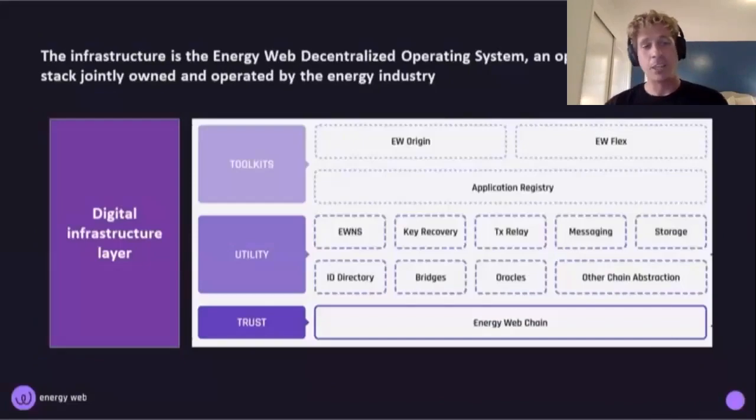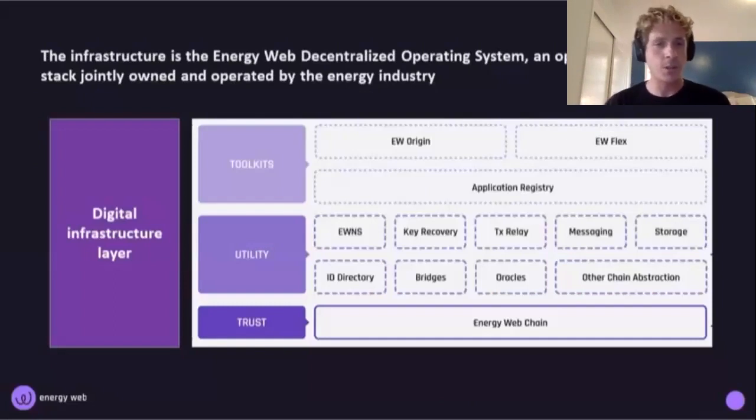So I want to talk a little bit about what that would look like. How could we enable every DER in California to participate in all of these different energy markets, whether we're talking about wholesale, whether we're talking about local distribution level demand response programs? And our tech stack achieves that, and it's called the EnergyWeb Decentralized Operating System.